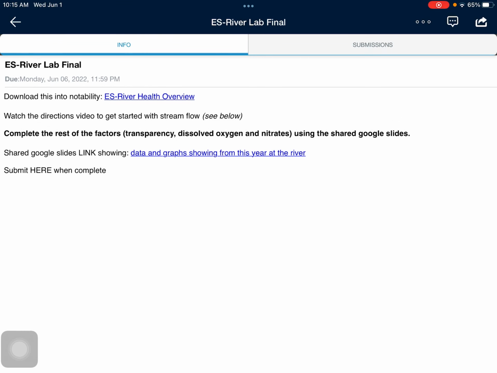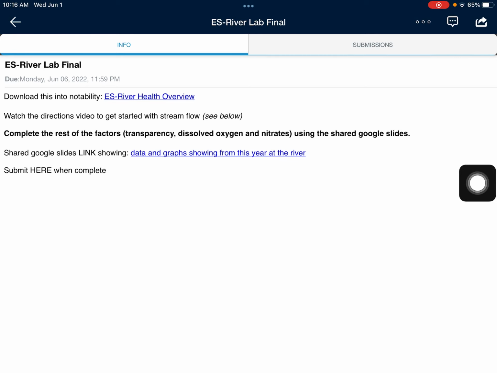All right, so we need to finish up our river lab. We need to see what this year's current data shows in order to understand where the river's health is at right now. So we have a couple things to grab to get set. First thing is we want to put this health overview into our Notability. That's where we're going to be compiling all the data and deciding healthy or not. And then we're going to be looking at our data and the graphs showing this year at the river.